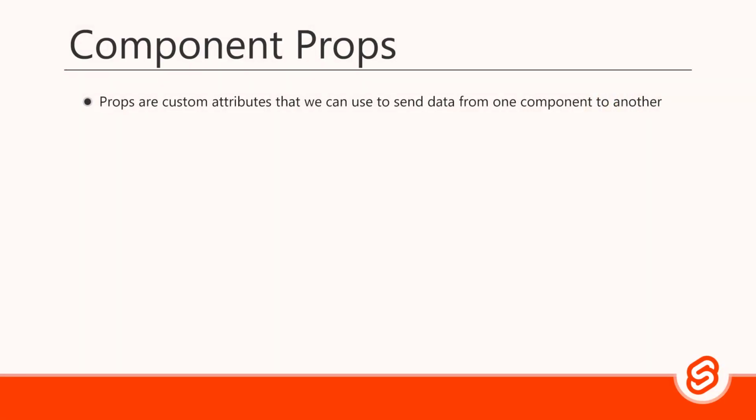Props are custom attributes that we can use to send data from one component to another. Specifically, from a parent component down to a child. Props are only used for parent-to-child communication. If we want to send data from a child up to a parent, we use component events.